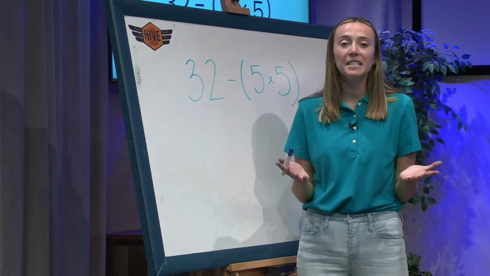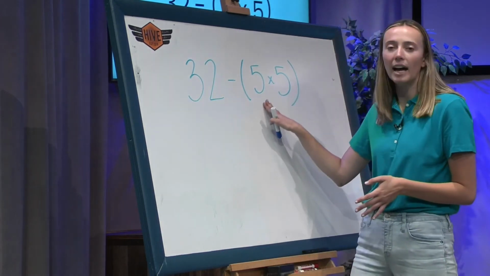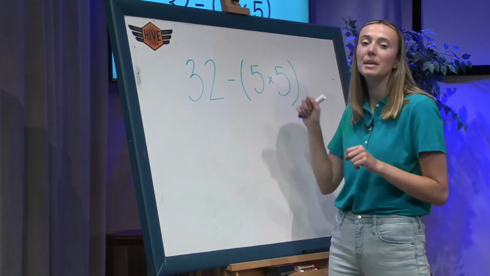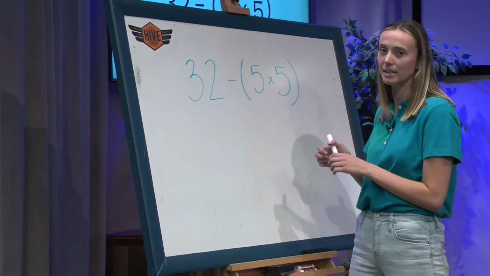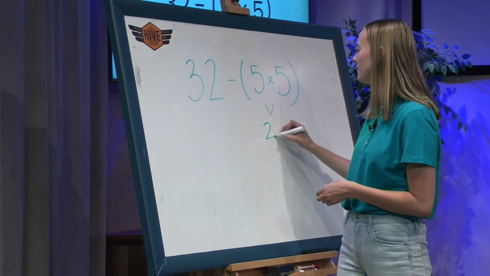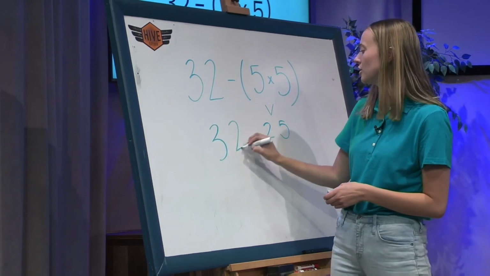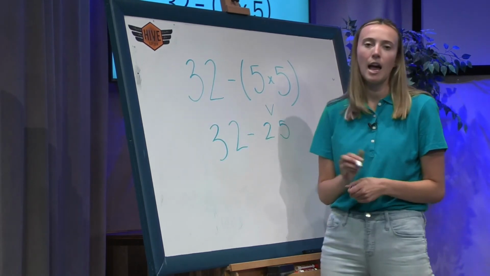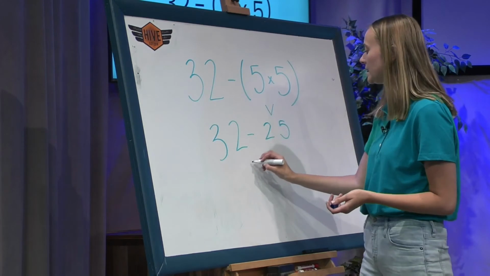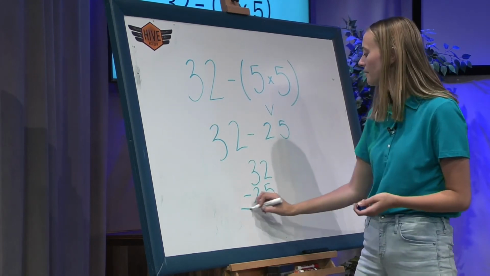Great. Let's see if you and I got the same answer. So I did 5 times 5 first because it was in parentheses. So 5 times 5 is 25. And then I just brought this down, 32 minus 25. I'm going to do it in the standard algorithm, just so I practice.